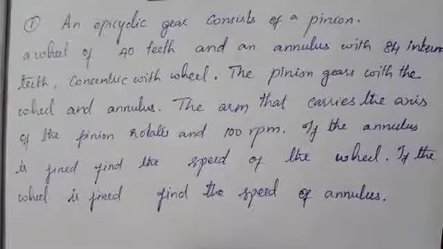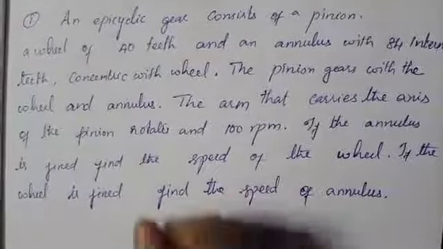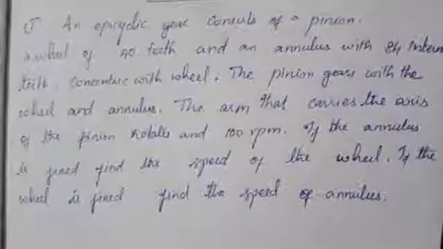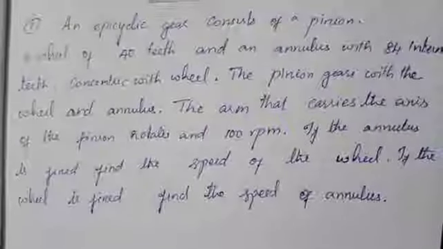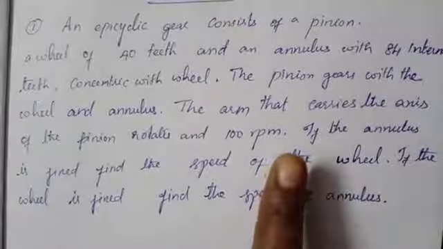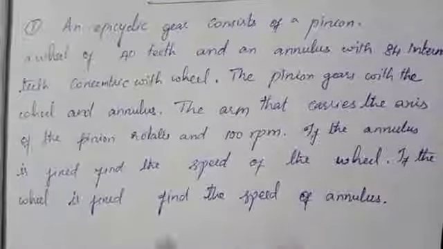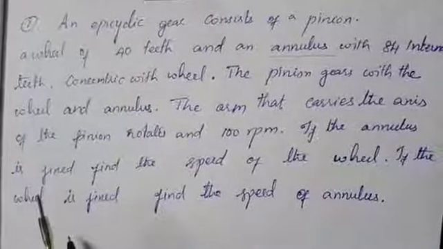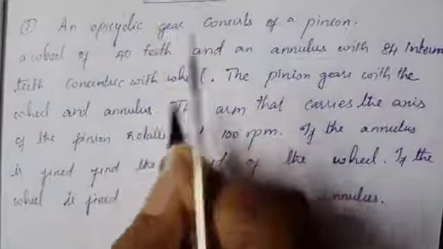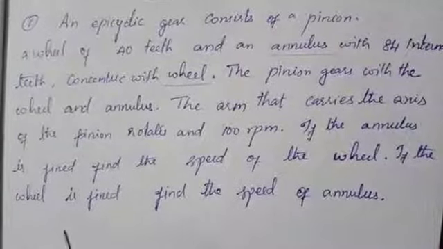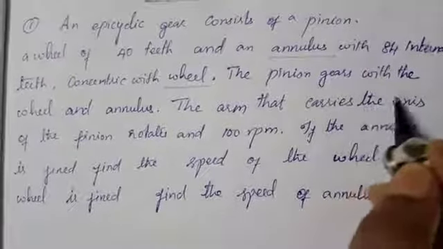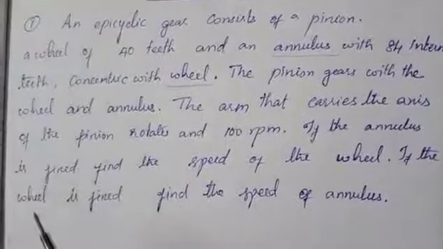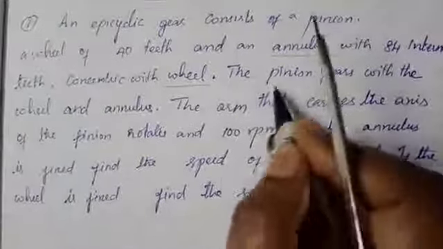So here, this is the problem they have given. They did not give the diagram, so you need to construct your diagram as well as work out the problem. So what is the problem here they have given? Annulus means internal gear. This internal gear has 84 teeth, concentric with the wheel. That means the wheel and internal gear have a single center. The pinion gears with the wheel and annulus. So in between the internal gear and the wheel you have one more gear, that is called the pinion.